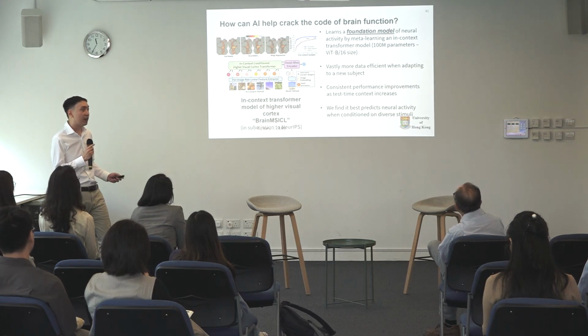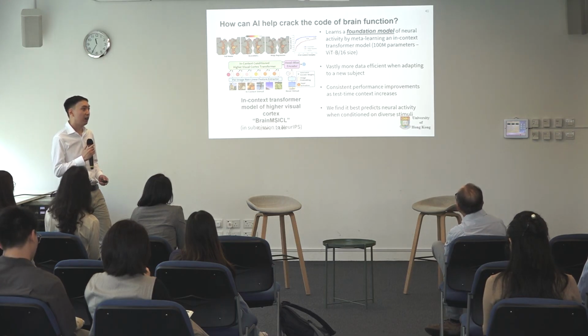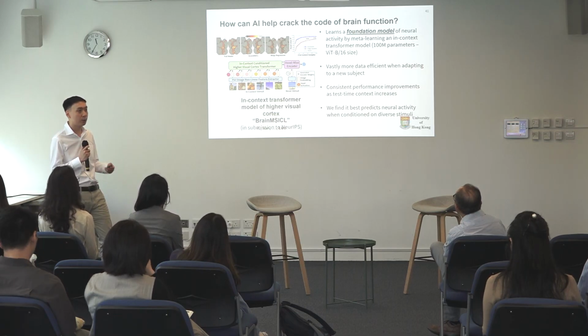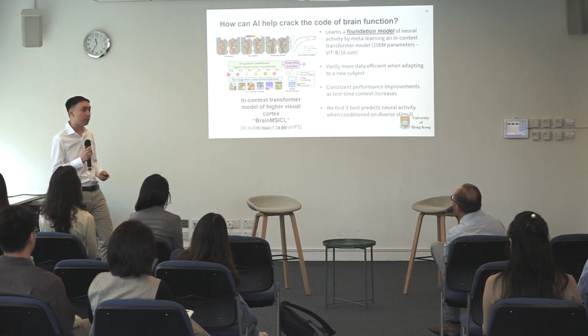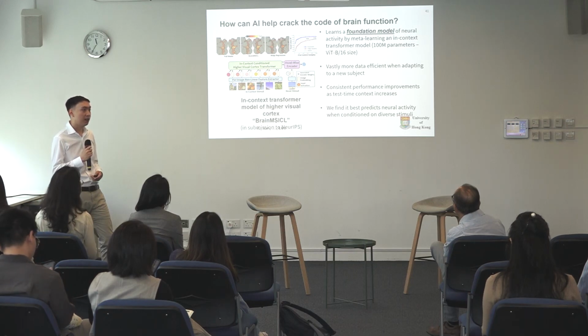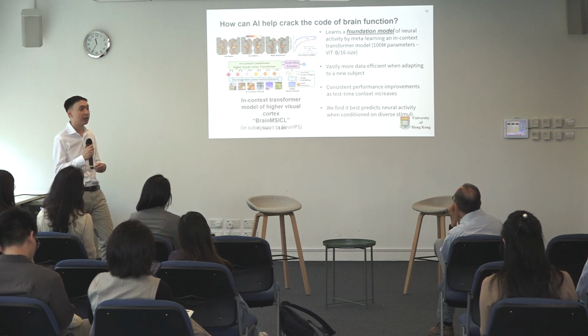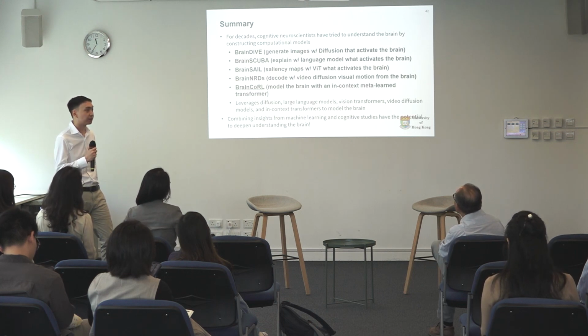My question is, how can AI help crack the code of brain function? And in this work, we proposed a foundation model of neural activity by meta-learning an in-context transformer model using 100 million parameters, so a very small model. And this is vastly more data efficient when adapting to a new subject, and we see consistent performance improvements as the test time context increases. And we find it actually performs best when it is conditioned on diverse stimuli. So you don't want to show it 100 images of faces. It performs best if you show it very diverse and different stimuli.